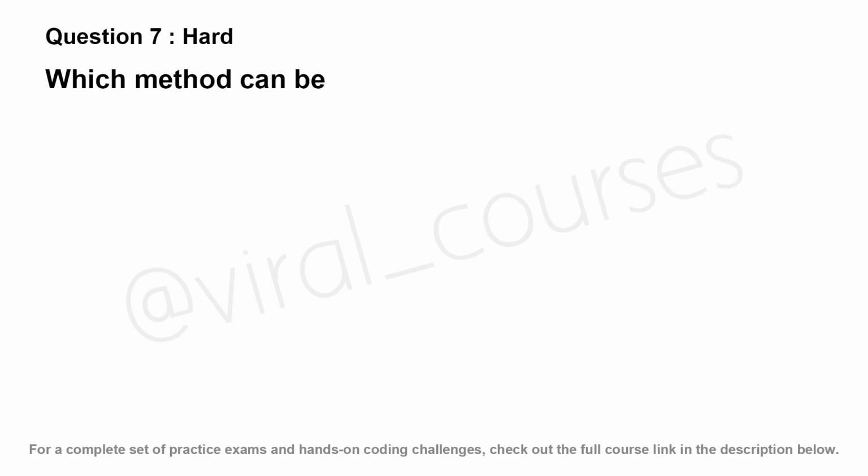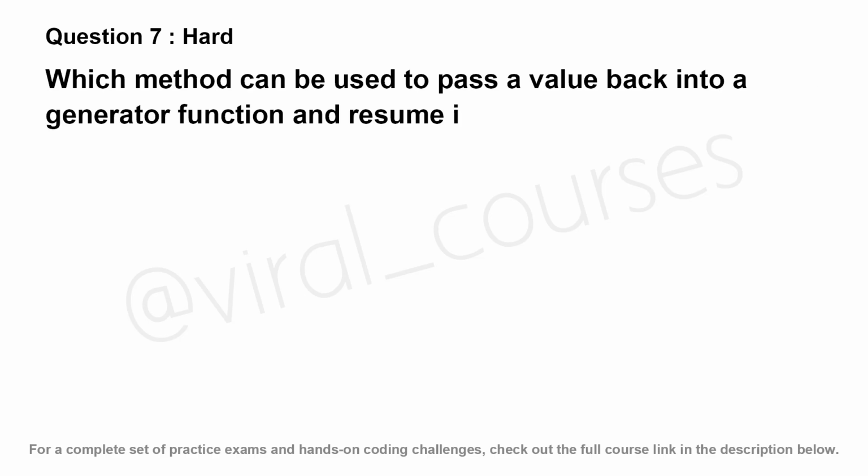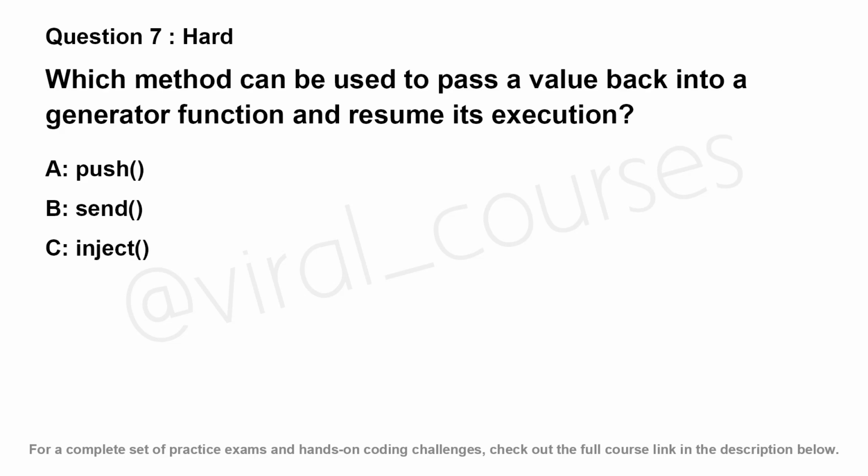Which method can be used to pass a value back into a generator function and resume its execution? Option A, push. Option B, send. Option C, inject. Option D, throw.